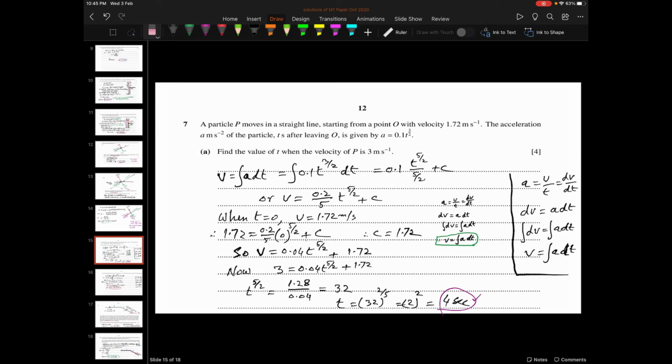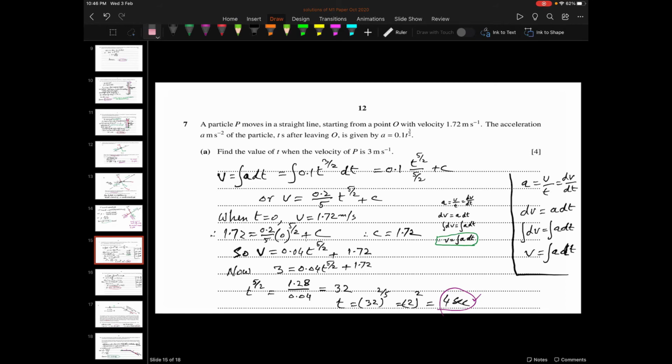Now question number 7. A particle P moves in a straight line starting from a point O with velocity 1.72 meter per second. The acceleration of the particle t seconds after leaving O is given by a is equal to 0.1 t to the power 3 over 2. A part. Find the value of t when the velocity of P is 3 meter per second.